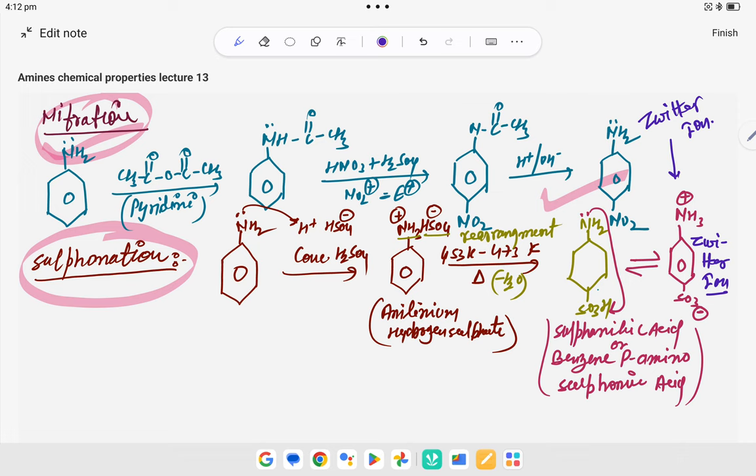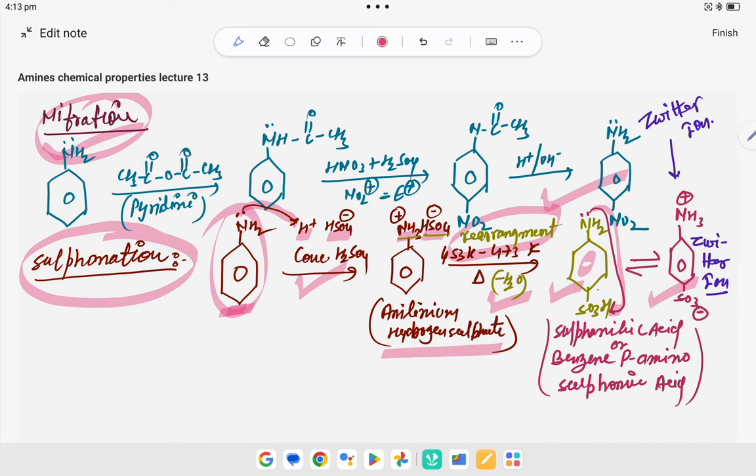Okay, once again I am explaining. Here we are using aniline reacting with concentrated H2SO4, H plus HSO4 minus. So by lone pair attachment, this complex species is formed, anilinium hydrogen sulfate. Then we are heating 453 to 473 Kelvin. Then rearrangement will be done. From here water HOH release, and sulfanilic acid or benzene para amino sulfonic acid is formed. Okay, in the next step, these lone pair attach the H plus and zwitterion is formed. That is the sulfonation complete process.